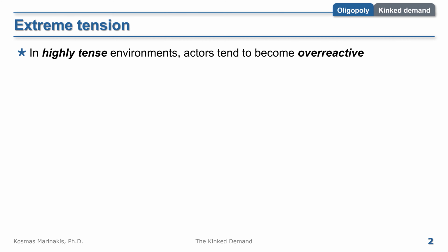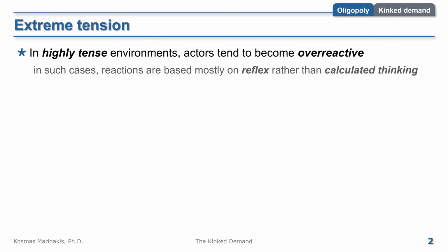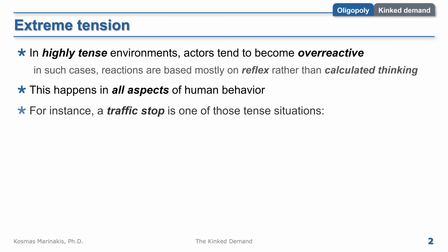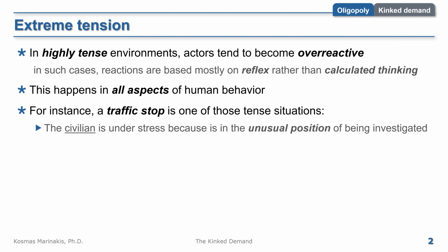In highly tense environments, the actors tend to become overreactive, kind of nervous and jittery sometimes. When actors are tense, their moves are based less on calculated thinking and more on reflex or fear. This happens in all aspects of human behavior, especially those when something out of the ordinary transpires. For instance, during a traffic stop, most drivers would tend to become nervous, not because they have a dead body in the trunk, but because dealing with the authorities, even for trivial issues, is outside of the comfort zone.